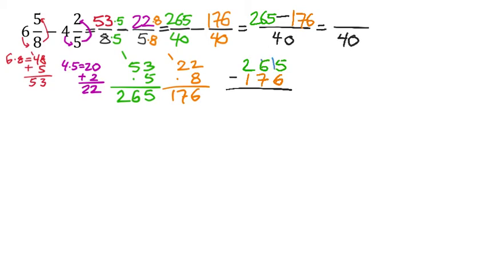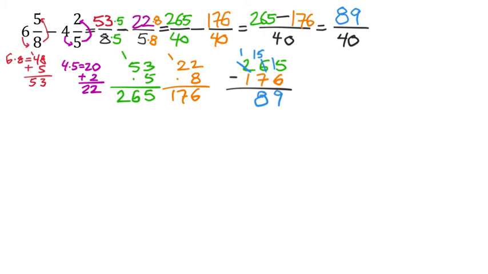5 minus 6, I'll have to borrow from the 6 there to make that 15. 15 minus 6 would be 9. 5 minus 7, I'll have to borrow from the 2 there to make it 15 minus 7. And I get 89 right there. So that's my difference, and that's my numerator, 89/40.